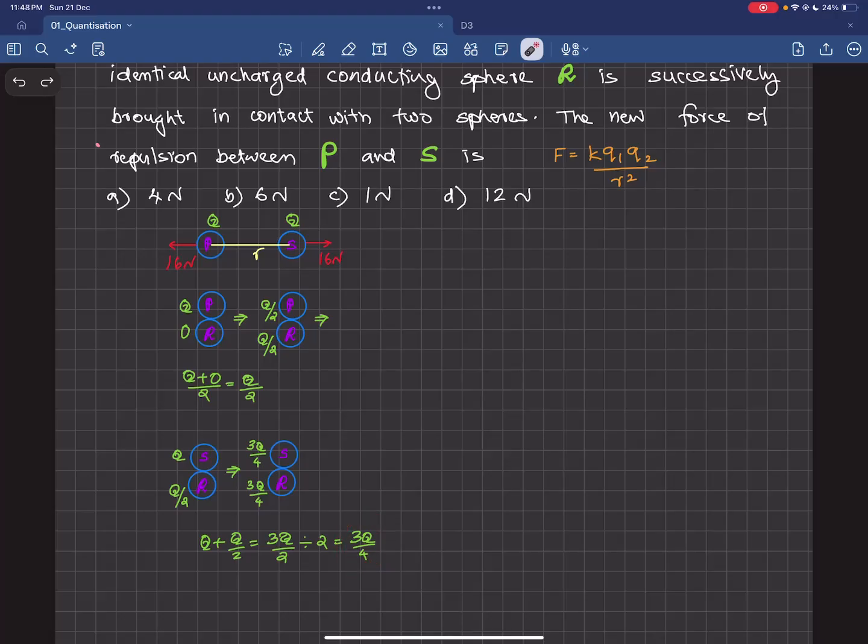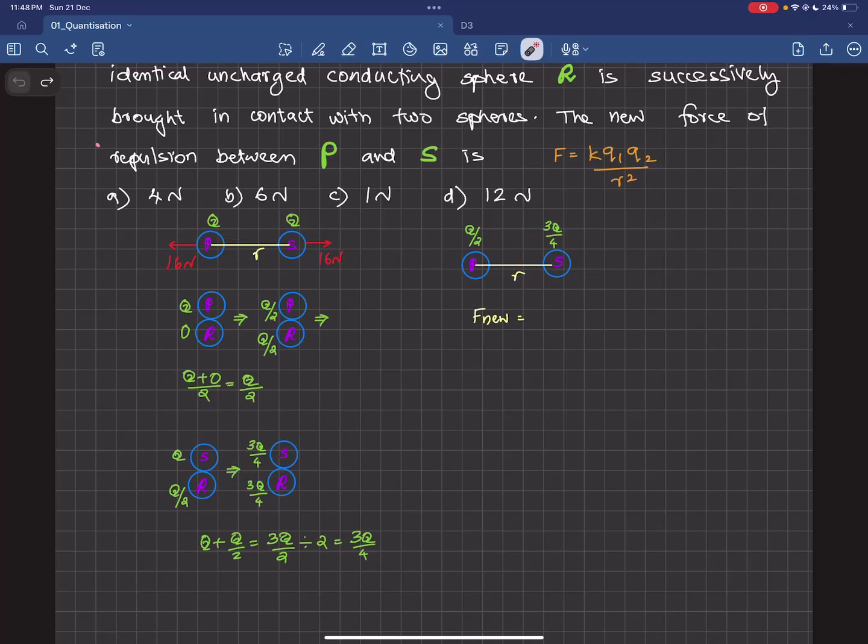Then we bring P and S together. We knew P had a total charge of Q by 2. S has a total charge of 3Q over 4. Distance between the two stays the same. What is the force between these two charges?